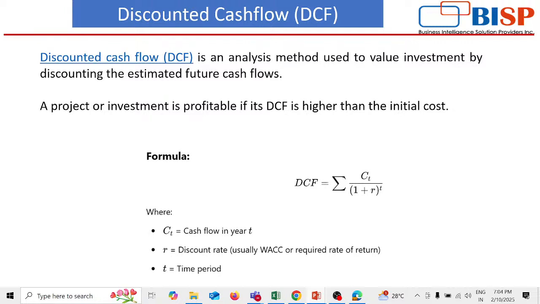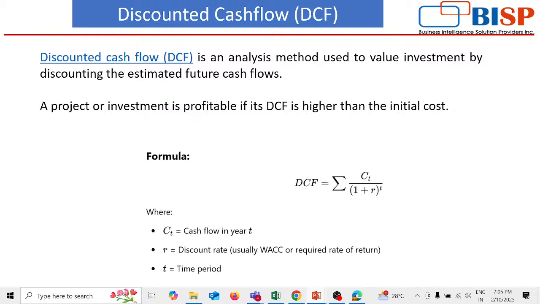Discounted cash flow, or DCF, is a valuation method used to estimate the present value of an investment based on its expected future cash flows. It helps in determining whether an investment is worthwhile by discounting future cash flows to the present using a discount rate.